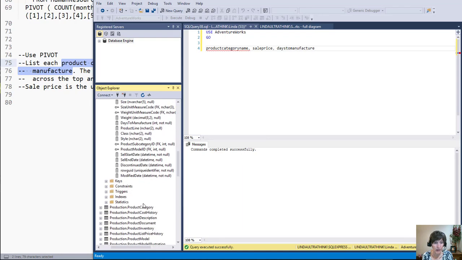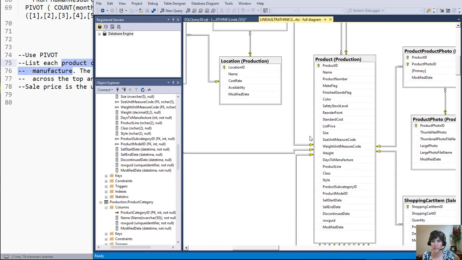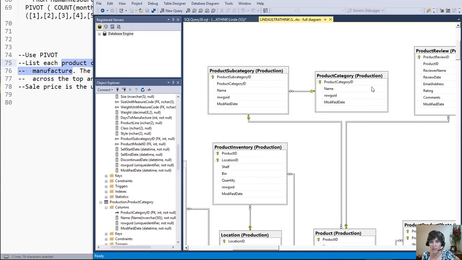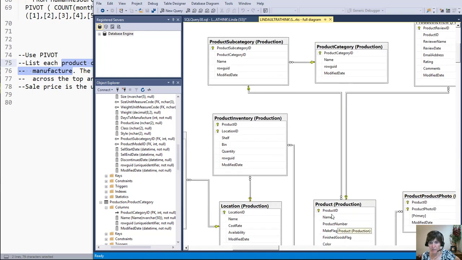So here we have a product category. That looks even closer. So sure enough, there's a product category ID. That's not a product subcategory ID. Let's go ahead and look at our full diagram to see if we can get a feel for what's in here. So here's our product table, and here's our product category, but notice how they're not connected. In fact, the connection goes from the product table to the product subcategory table to the product category table. So to get those connected, we're going to need all three.